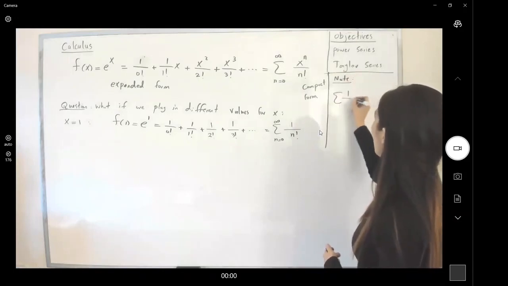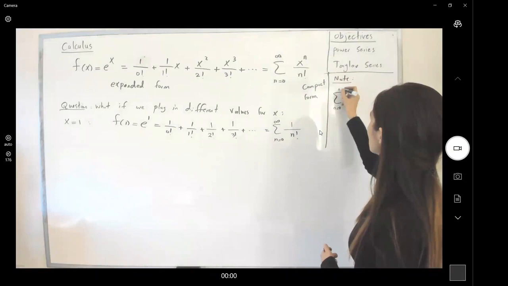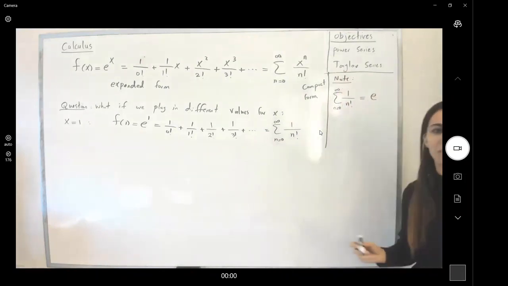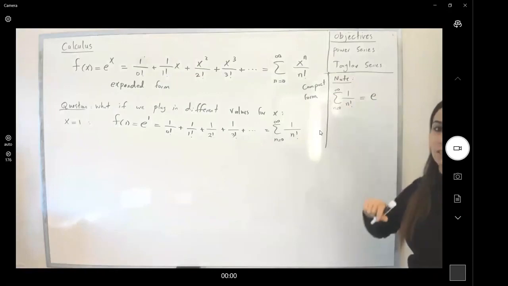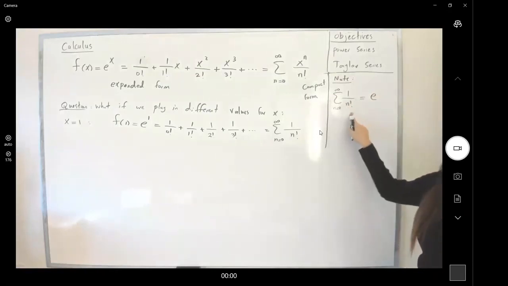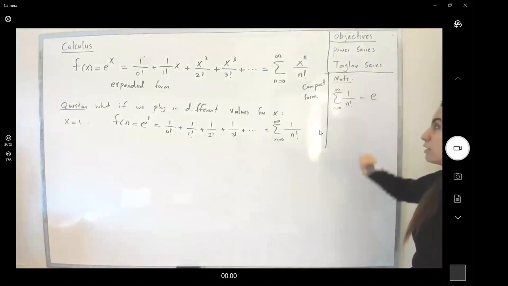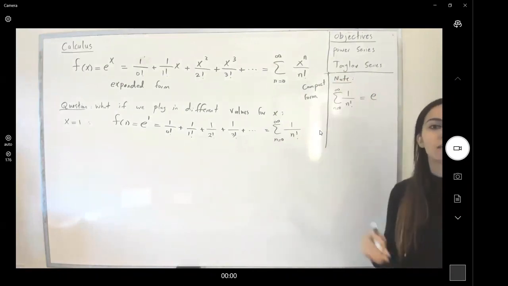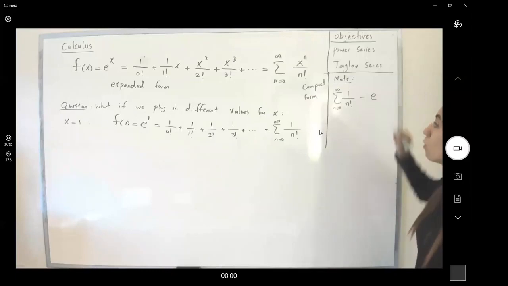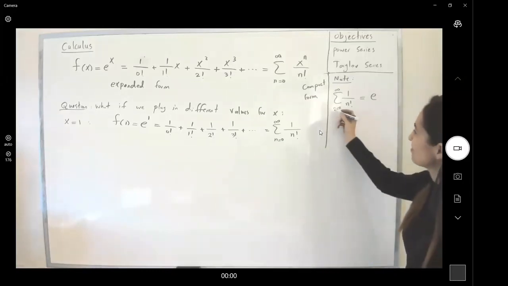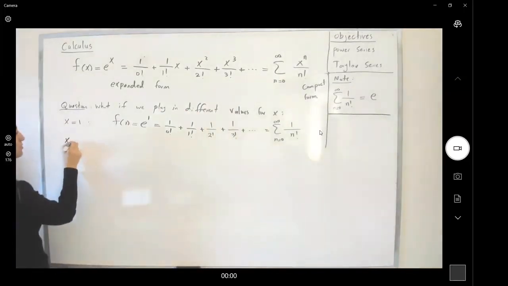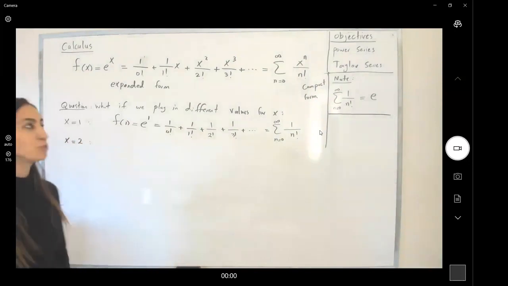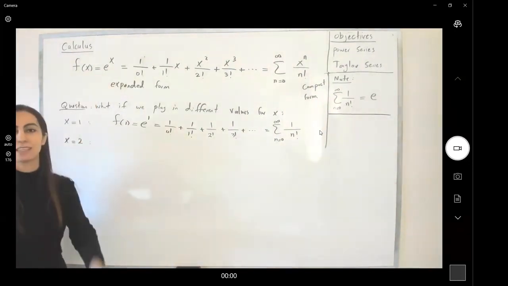the sum of 1 over n factorial, starting from 0 to infinity, and it's equal to the Napier number e. So if you see a question in which you have the series 1 over n factorial, starting from 0 and going to infinity, you quickly write that the value of this series is equal to e. Nice and easy. What if x is equal to 2? It means that wherever I see x, I plug in 2.